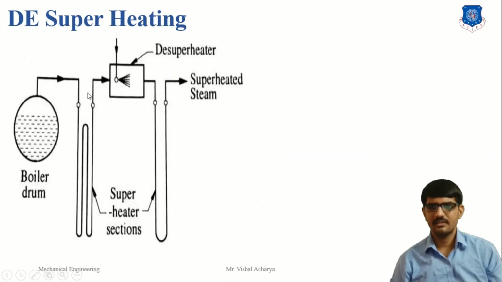Next is desuperheating. When the steam passes through the superheater system, cold water is sprayed, so the superheated temperature is controlled, and then the steam is transferred to the turbine. This also helps the feed water.